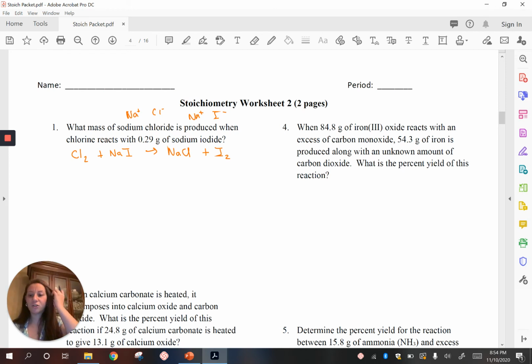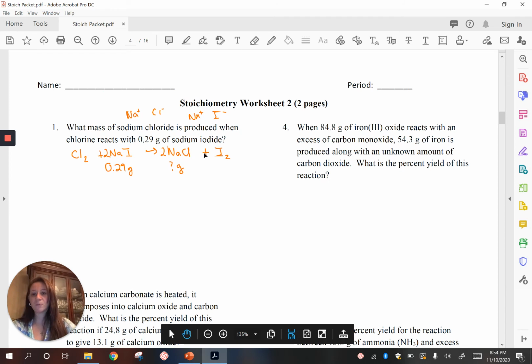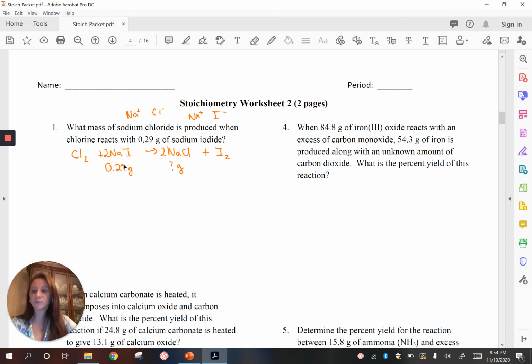So then you're going to balance it. So you need 2 NaIs and 2 NaCls. After you balance your equation, I recommend that you write down what you have and what you're looking for. So I'm given 0.29 grams of sodium iodide, and I'm asked what mass of sodium chloride I would produce. So I'm given grams of one substance. I'm looking for grams of another substance. Remember, the only way to link between different substances is through moles and the molar ratio.